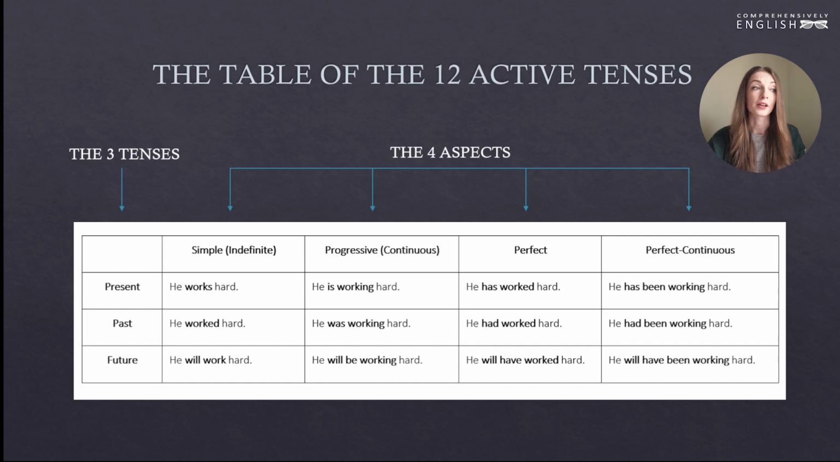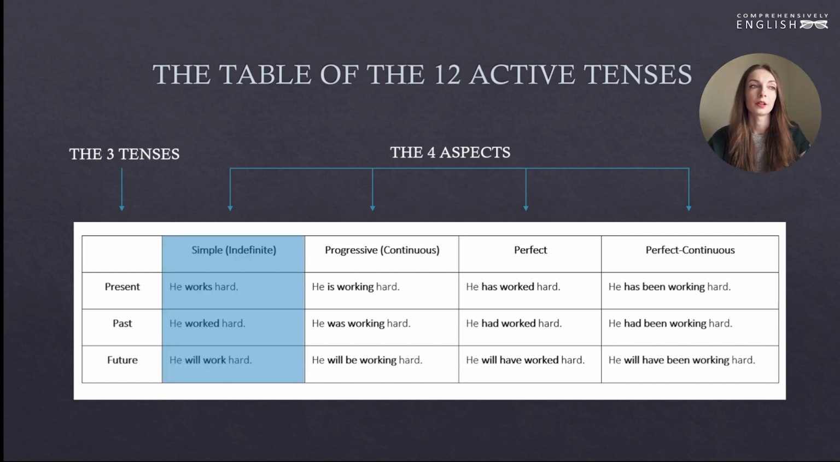We have the past simple tense, he worked hard, the past continuous tense, he was working hard, the past perfect tense, he had worked hard, and the past perfect continuous or the past perfect progressive tense, he had been working hard. And the same is true for the future. The future simple, he will work hard, the future continuous, he will be working hard, the future perfect, he will have worked hard, and the future perfect continuous, he will have been working hard.